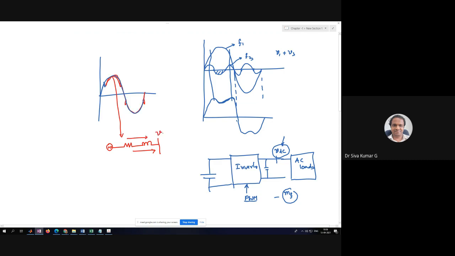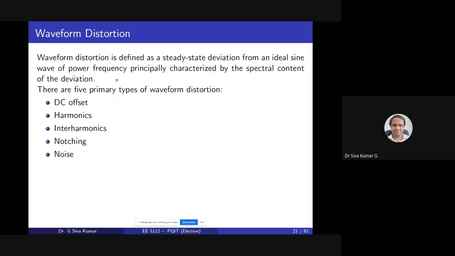Because of that, we'll be having the effects in the terminal voltage also. This notching is also distorting the voltage, or distorting it from the ideal sinusoidal signal. Basically, the notches are due to the source inductance effect in the case of a full bridge converter also.